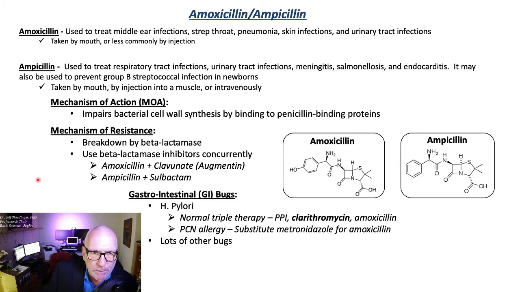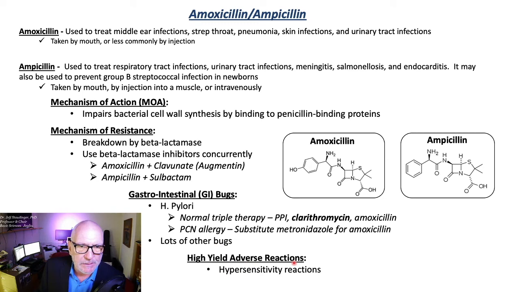GI bugs treated with these drugs include Helicobacter pylori as part of normal triple therapy. If your patient is allergic to penicillin, substitute metronidazole for amoxicillin, and lots of other bugs. High-yield adverse reactions include hypersensitivity reactions.